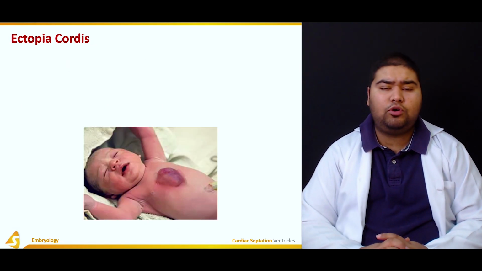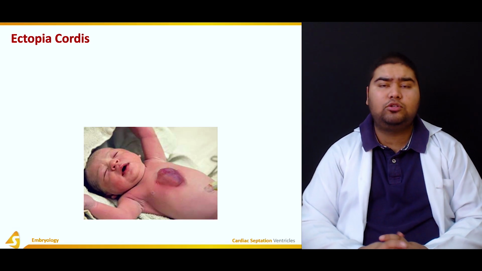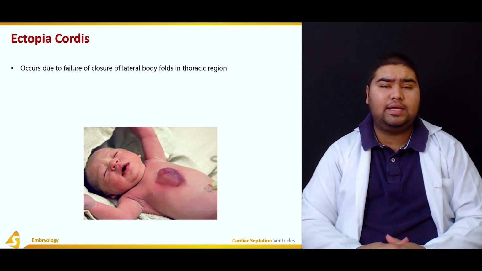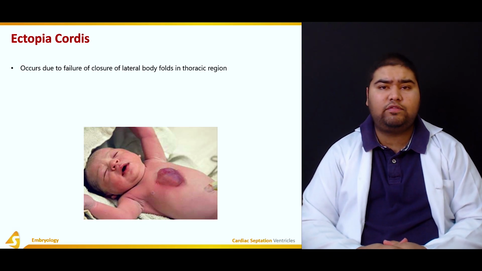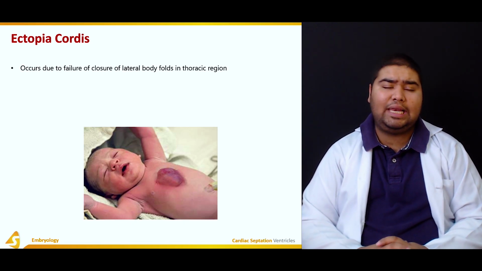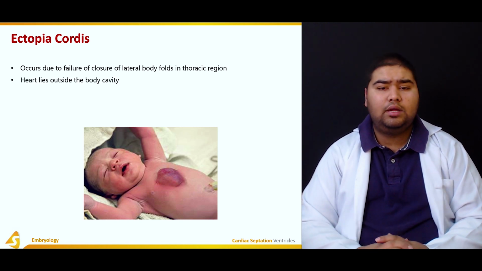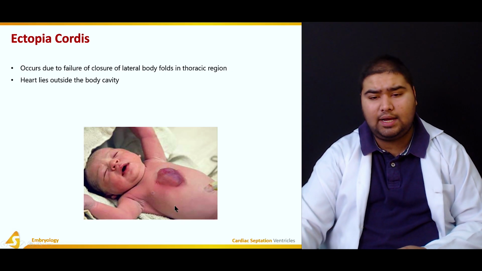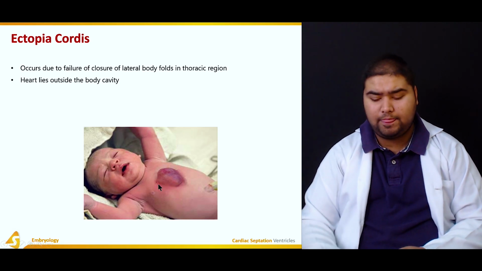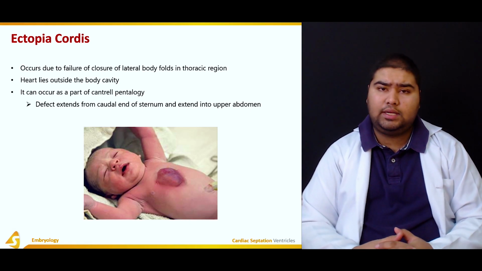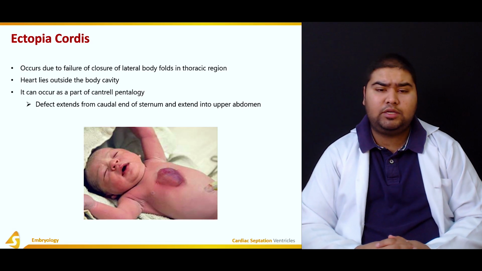So, now talking about the ectopia cordis. Ectopia cordis is a condition in which the heart lies outside the chest cavity. It occurs due to the failure of the closure of the lateral body wall folds, if this failure of closure of the lateral body wall folds occurs in the thoracic region. So as I mentioned earlier, the heart lies outside the body cavity. Here you can see the heart is lying outside the body cavity. It can occur individually or as a part of pentalogy of Cantrell.